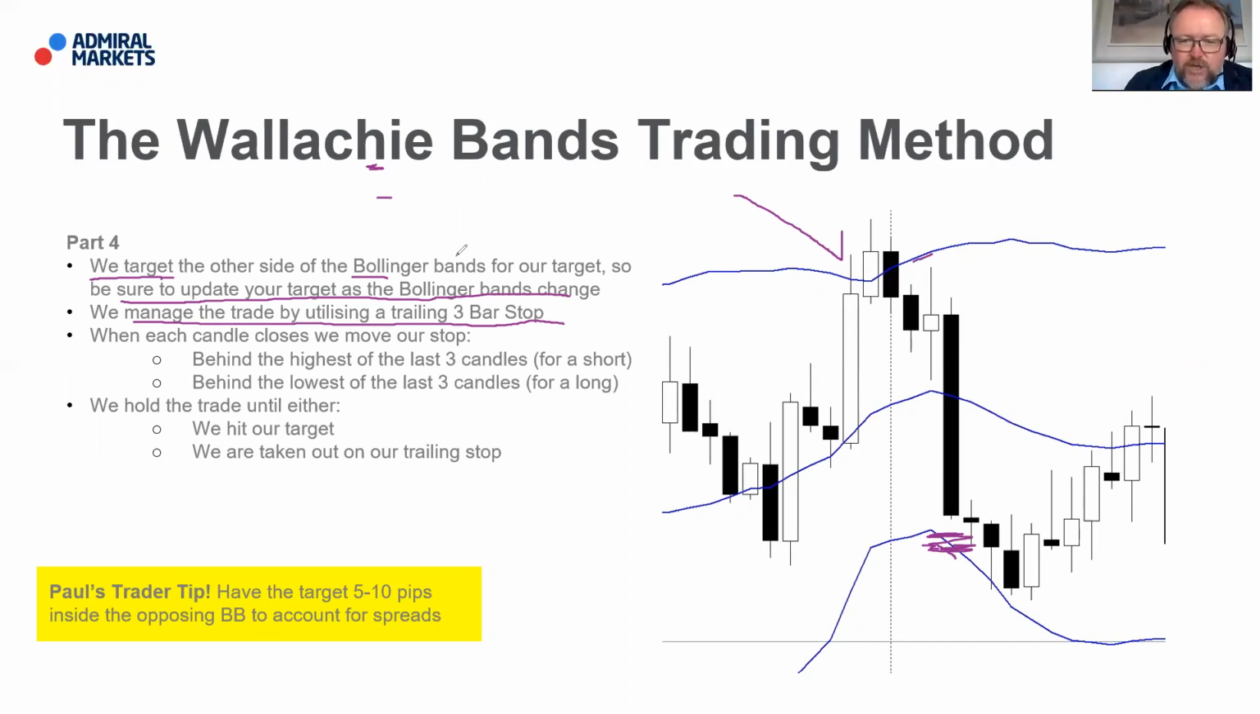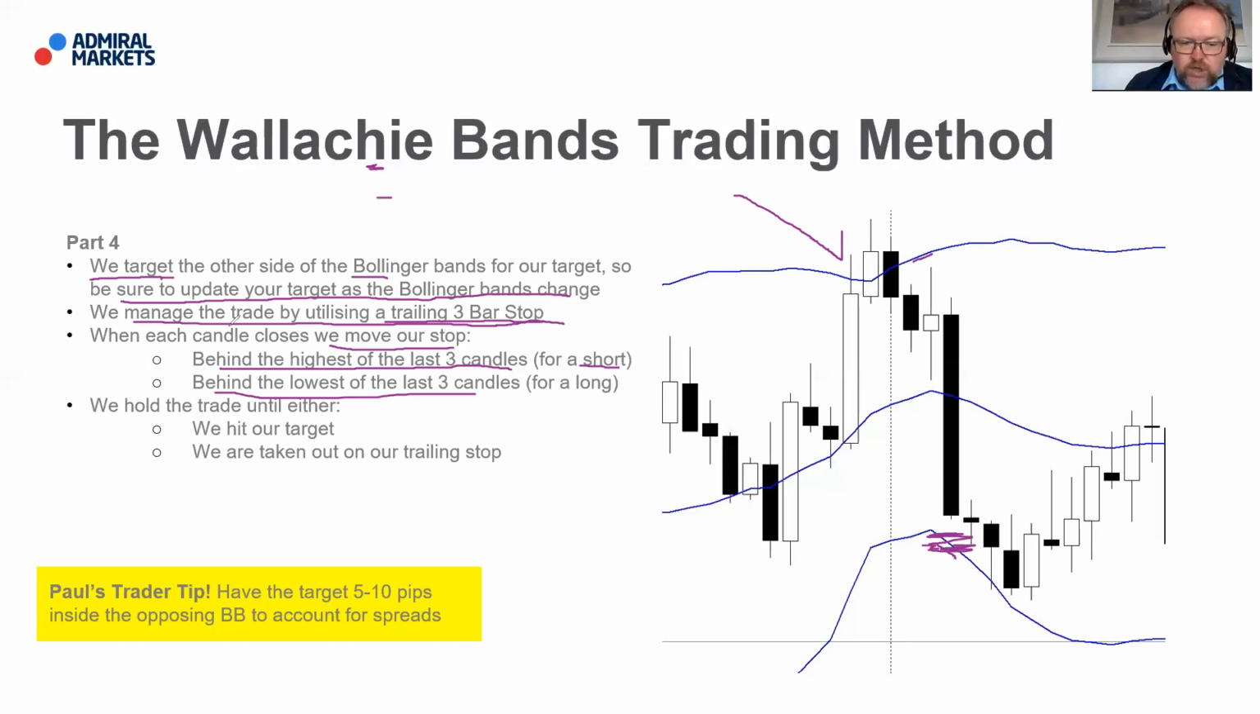So what that actually means for a trailing 3-bar stop, if you're new and wouldn't understand that, is that with each candle, when each candle closes, we basically move our stop behind the high of the last 3 candles for a short, or behind the lowest of the last 3 candles for a long. Remember that being about 20 ticks just beneath the low for a long, or 20 ticks above the high of the 3 candles for a short.